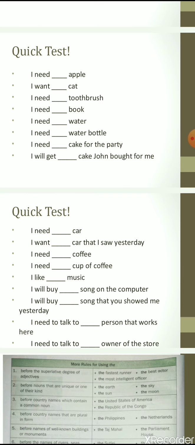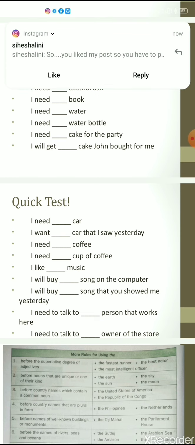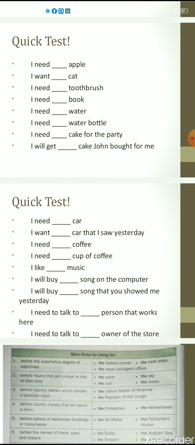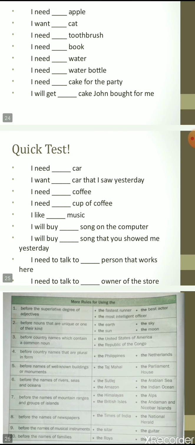I need an apple. I want a cat. I need a toothbrush. I need a book. I need water. No article needed because we cannot count water. I need a water bottle. I need a cake for the party. I will get the cake John bought for me. Now here the cake was mentioned the second time. That is why we used the.